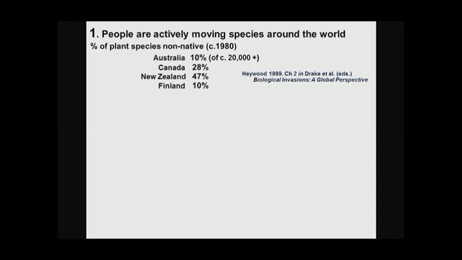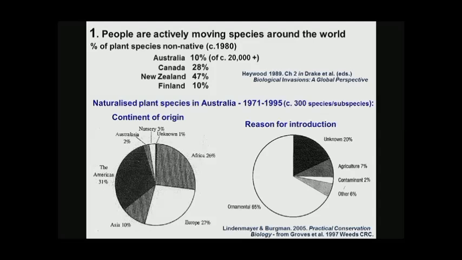If you look at plants, for example, estimated proportions of plants in different countries range from about 10% in Australia to 47% in New Zealand. Hard to estimate because it's always changing. Again, looking at where these come from, naturalised species in Australia, they come from all over the world, the Americas, Africa, Europe. This is plant species. Many being introduced for ornamental purposes, but a significant minority being introduced for agricultural purposes.